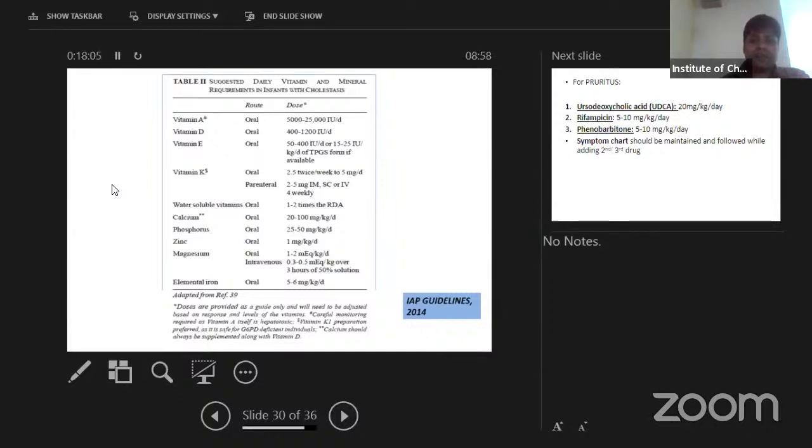Vitamin K, two routes, oral and parenteral. Orally 2.5 milligrams twice per week to 5 milligrams per day. In the parenteral dose, 2 to 5 milligrams intramuscular, subcutaneous or intravenous, 4 weekly.